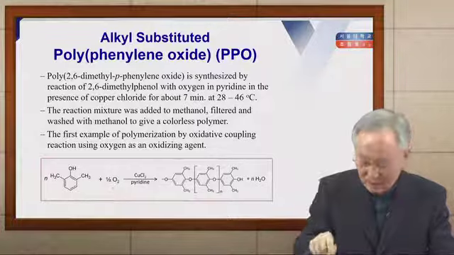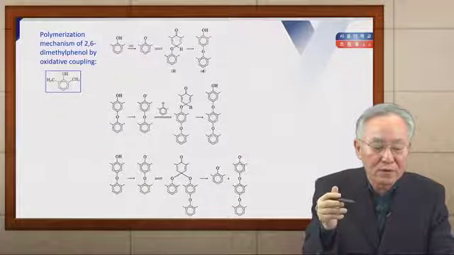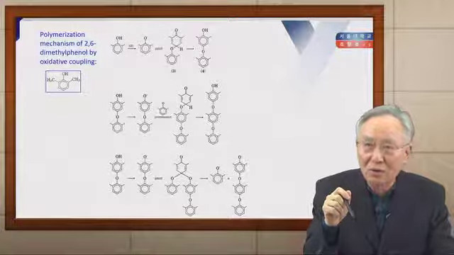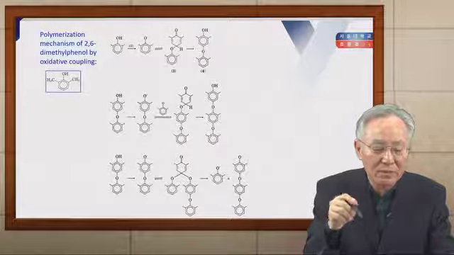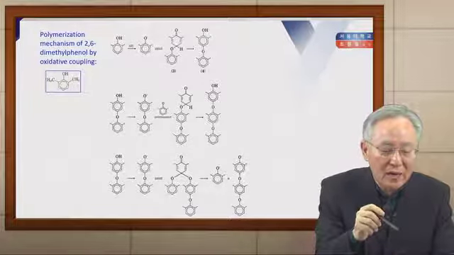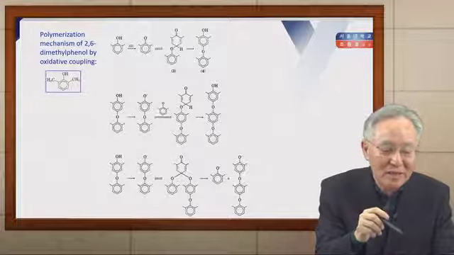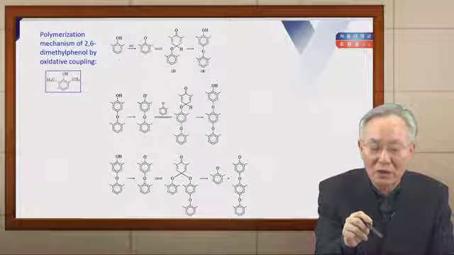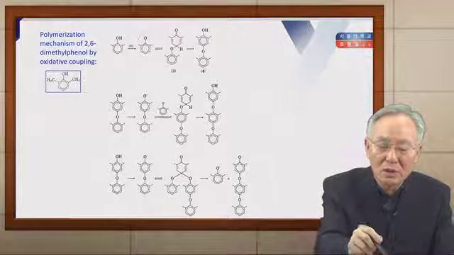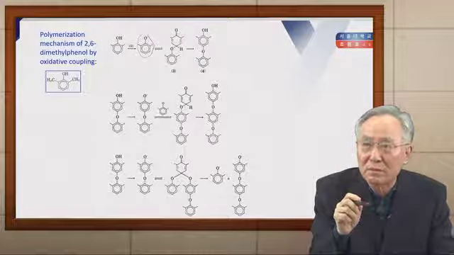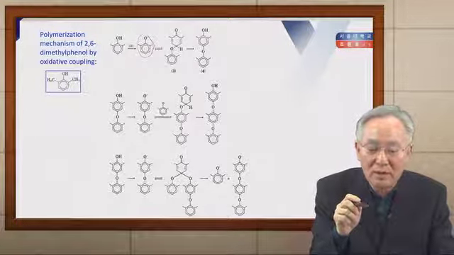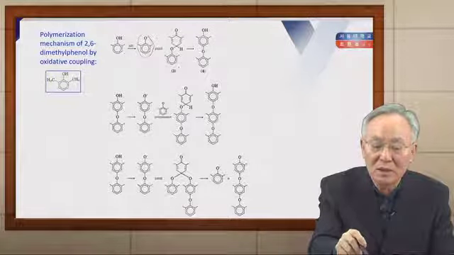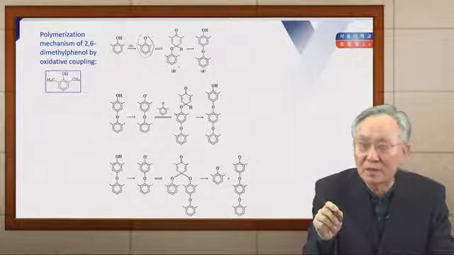So this PPO is really the first example of polymerization by oxidative coupling reactions using oxygen as an oxidizing agent. This figure shows the polymerization mechanism of dimethyl phenol by oxidative coupling. This is the monomer, 2,6-dimethyl phenol. This monomer is oxidized by oxygen to produce the monomer radical. So, dimethyl phenol radical. This radical attacks the monomer to produce an intermediate and finally to give a dimer.